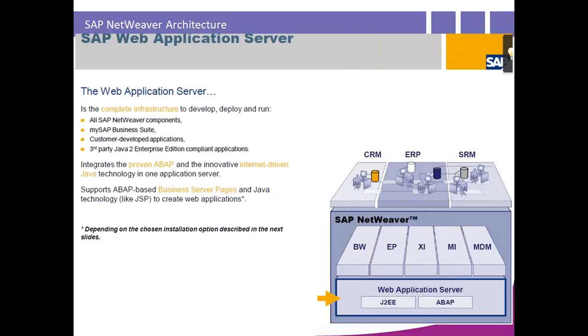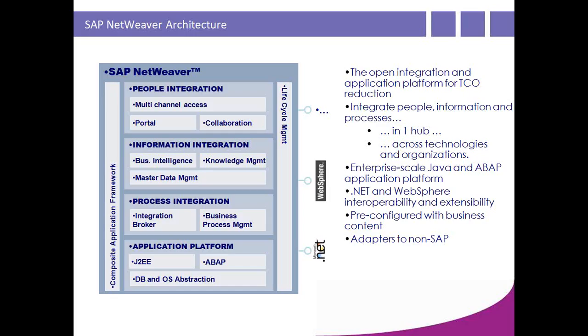See, the NetWeaver layer contains four components. We are going to see now what the basic NetWeaver contains. It contains four layers, that is four components: application platform, process integration, information integration, and people integration.